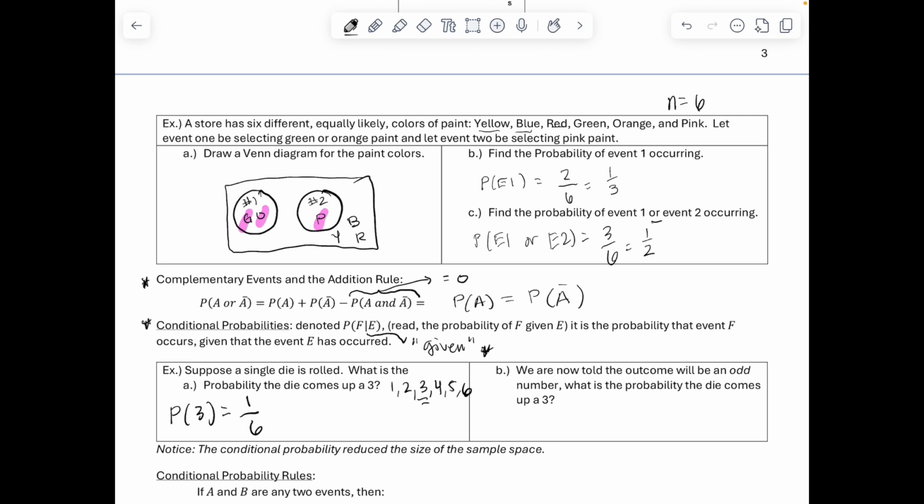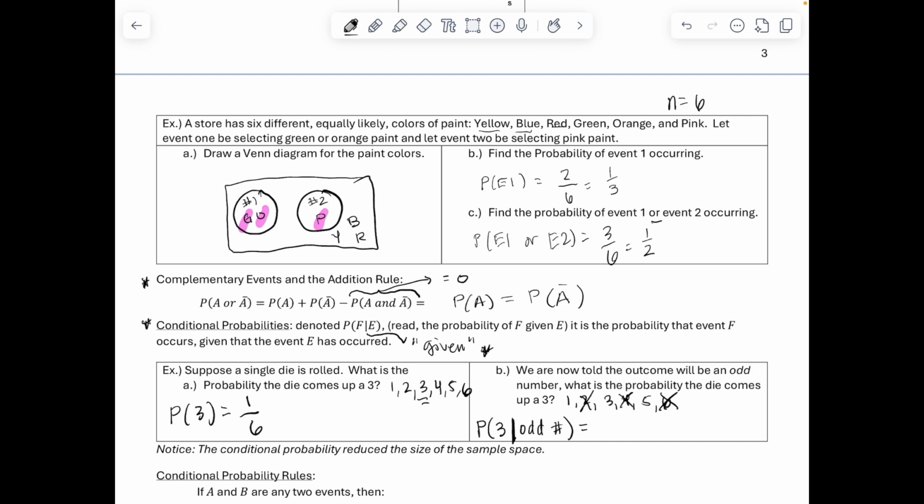Whereas for B, it says we are now told the outcome will be an odd number. What is the probability that the die comes up with a 3? So the numbers that we could roll again were 1, 2, 3, 4, 5, and 6, but we are told that it's an odd number. So that means it cannot be 2, cannot be 4, and cannot be 6. So now we're asked to find the probability of rolling a 3, but given some information. We're given that it's an odd number.